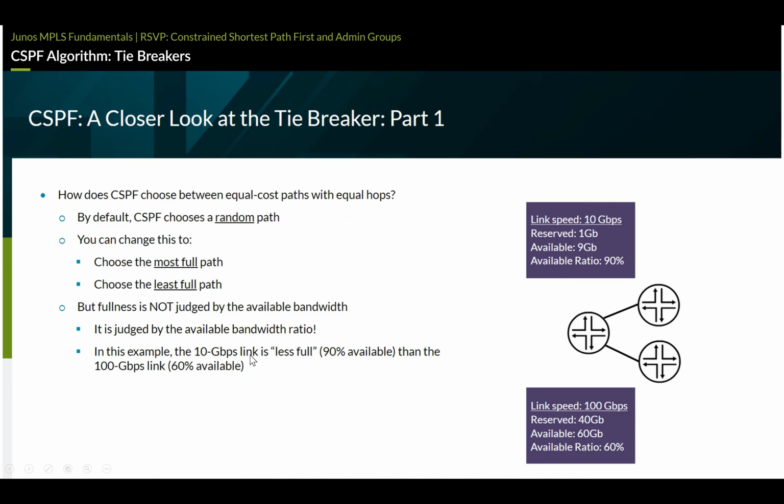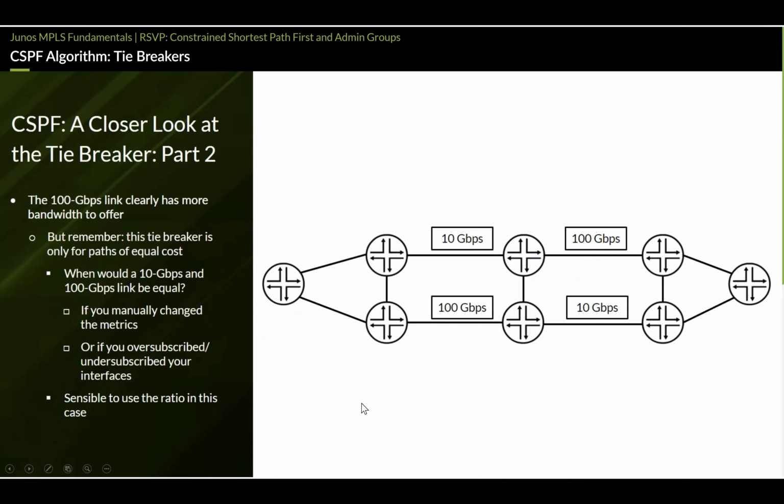In this example, we're taking a 10 Gbps link. There is 90% available. That is less full. Then the 100 Gbps link, 60% available. So if we compare based on ratio, the 10 Gbps link available ratio is 90% and the 100 Gbps link available ratio is 60%. So it basically depends on the available bandwidth ratio.